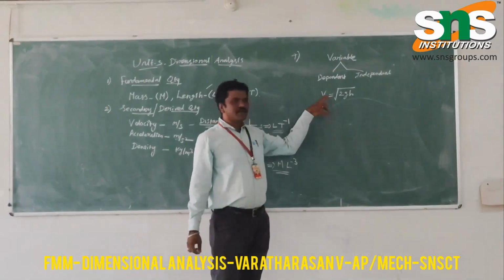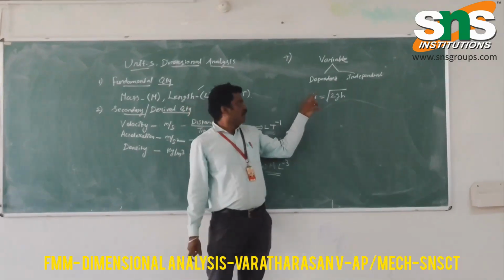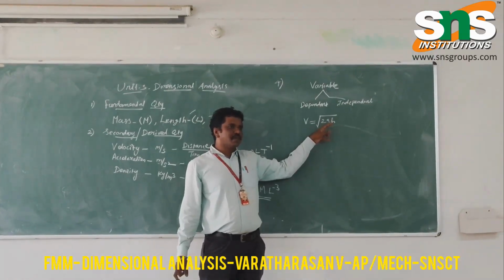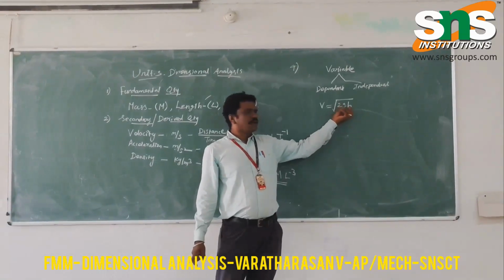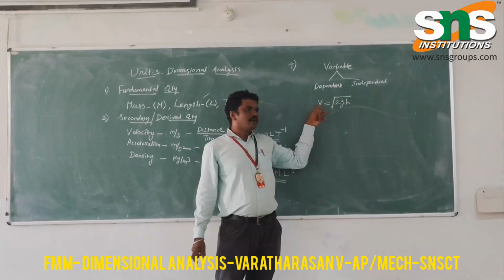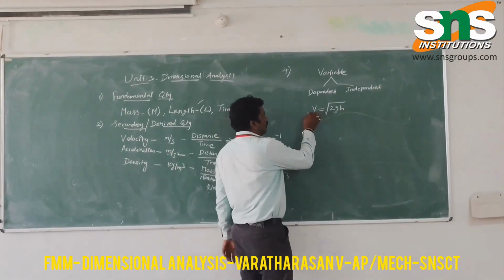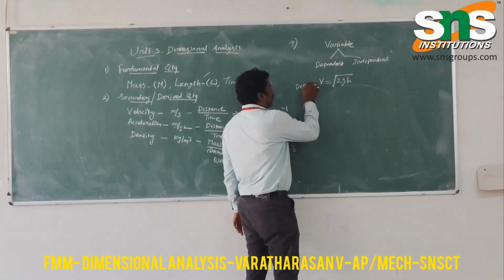Here v, the velocity, will be a dependent variable. It will be related to what? g, the acceleration due to gravity, and the head h. So these are the variables which can be related to velocity. That's why in this equation v is represented as what? The dependent variable.